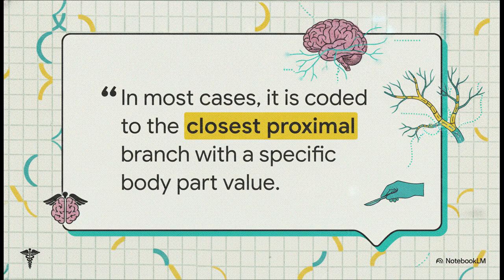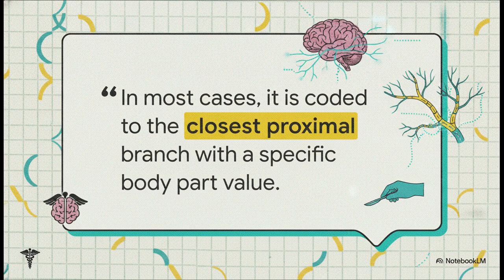So what happens when a surgeon operates on some tiny nerve branch that isn't even listed in the manual? Well, guideline B4.2 basically saves the day here. It tells us that the procedure is coded to the closest proximal branch that actually has a specific body part value. Think of it like this. If a procedure targets the mandibular branch of the trigeminal nerve, and that doesn't have its own code, you just trace it back to the main trigeminal nerve. That gives you the body part value K.